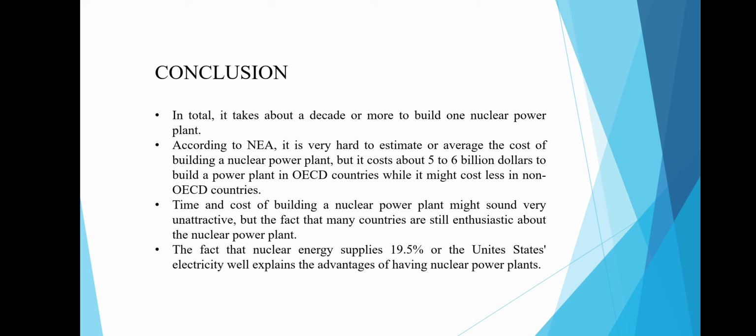Conclusion. In total, it takes about a decade or more to build one nuclear power plant. According to NEA, it is very hard to estimate or average the cost of building a nuclear power plant, but it costs about 5 to 6 billion dollars to build a power plant in OECD countries, while it might cost less in non-OECD countries.